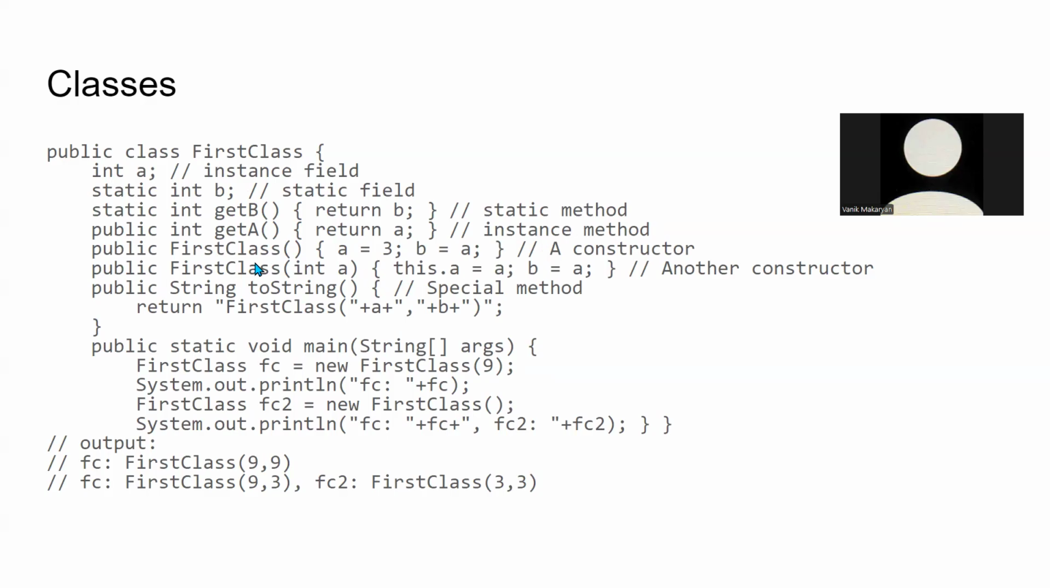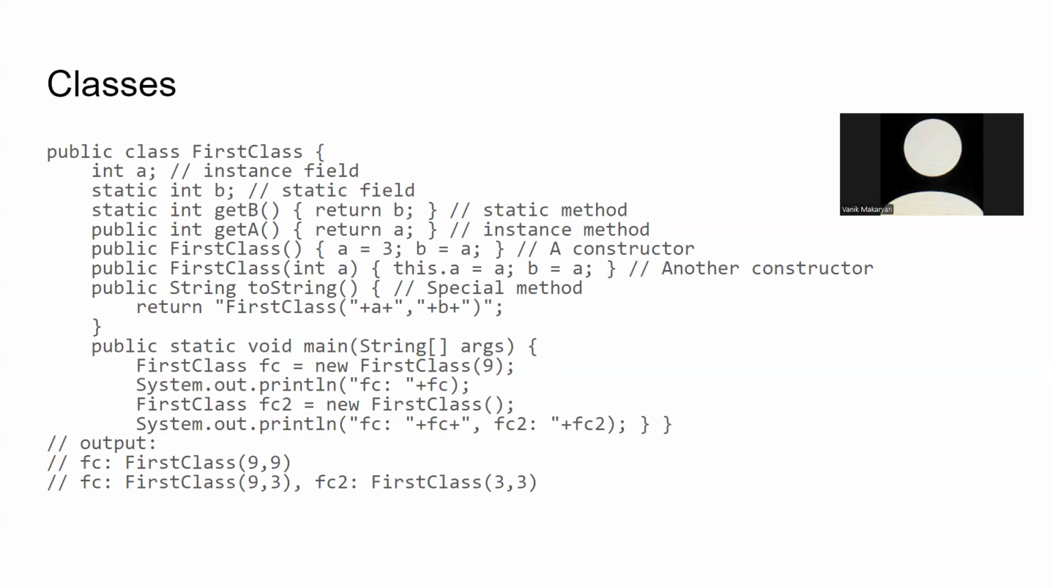Now you can tell it's a constructor because why? Who can tell me? It has the same name, and what else? It doesn't have a return type. Good. You've got to have both those properties.